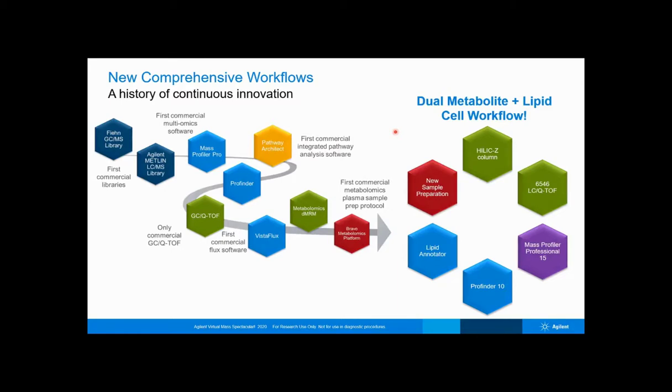This comprehensive dual workflow takes advantage of a new cell sample preparation workflow, the latest Agilent Helix Z column, and the 6546 LC-MS system, as well as the latest data analysis software, including Lipid Annotator, Profinder 10, and Mass Profiler Professional 15. When combined, these sample prep, data collection, and data analysis solutions make a powerful, comprehensive workflow that allows for the cracking of cellular metabolism.